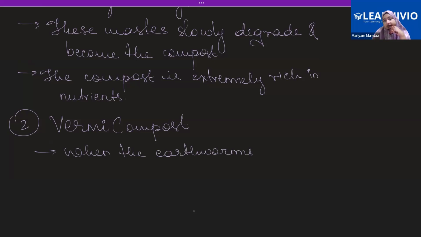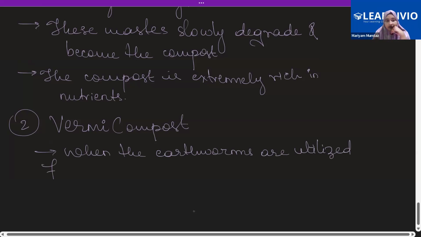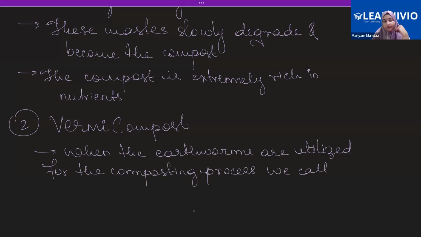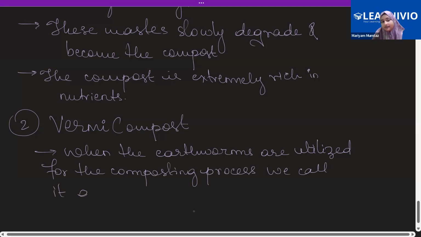So when the earthworms are utilized for the decomposting process, we call it vermicompost. Is it clear to everyone? The process is called vermicomposting. And what we have at the end of it is called the vermicompost.